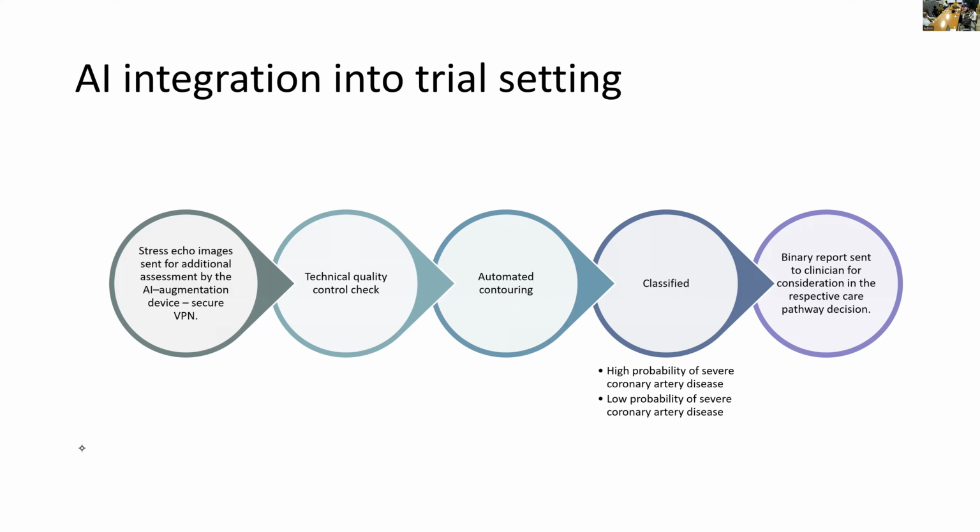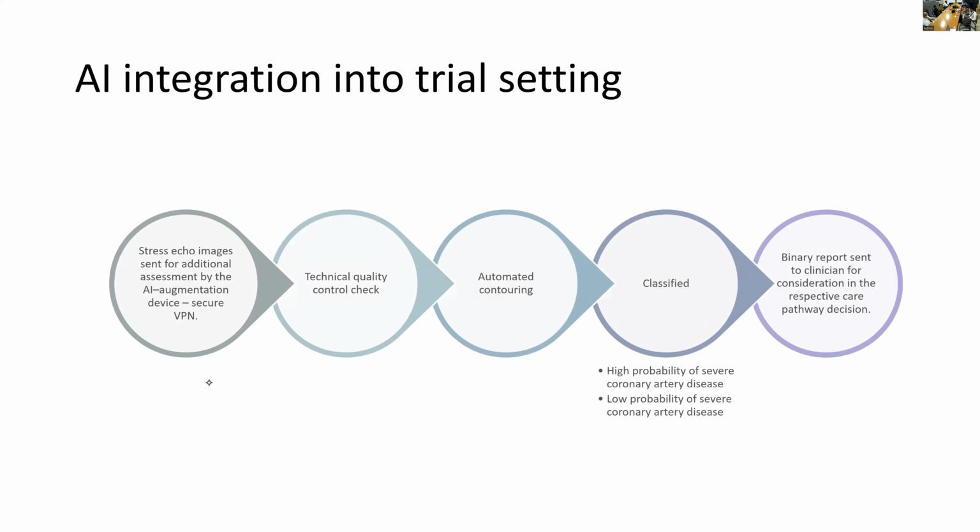Then the AI does contouring of the images and classifies them as either high probability of CAD or low probability of CAD. This threshold is based on previous trials they have done with Echo GoPro, where they used retrospective data and saw that they have certain parameters based on which there is a high or low probability. Then the AI gives a binary report, yes or no, high probability. Only this report is sent to the clinician, nothing else. It will just say high probability of CAD or low probability of CAD, back to the clinician who actually reads the stress echo and is looking at the report.